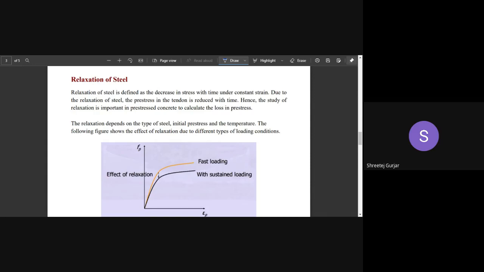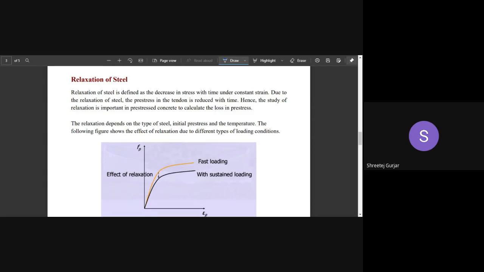Due to relaxation of steel, the pre-stress in the tendon is reduced with time. Because there is a decrease in stress, that is what causes our loss of pre-stress, and hence the study of relaxation is important in pre-stressed concrete. Because of this loss of pre-stress occurring due to relaxation of steel, we have to study relaxation of steel.